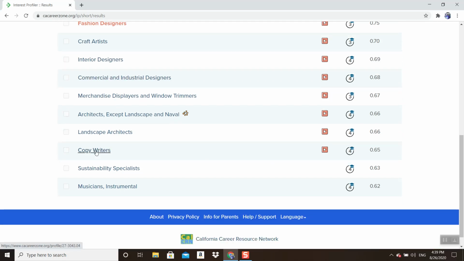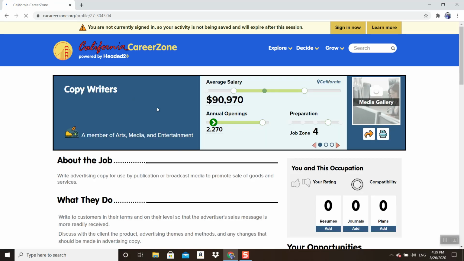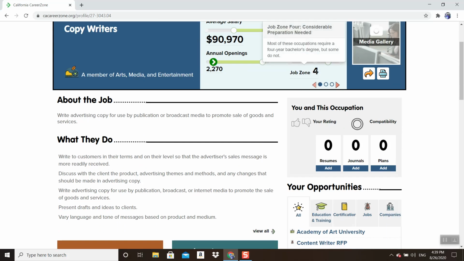Let's see what a copywriter does. So click on here. There's a copywriter. Ooh, copywriter. Number one thing that students look for when they look at careers is the money. Okay, so this is a pretty good salary. Average salary around 90,000. Annual openings that are typically open. They tell you the job zone. Most of these occupations require a 4-year bachelor's degree, but some do not.